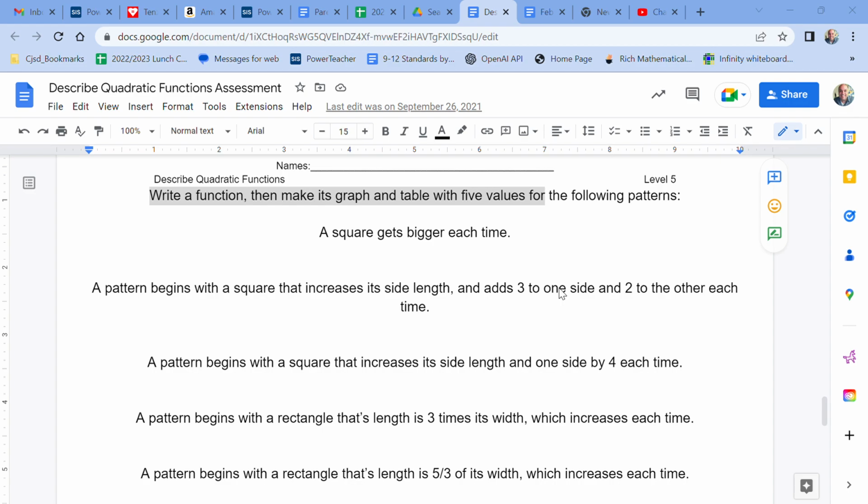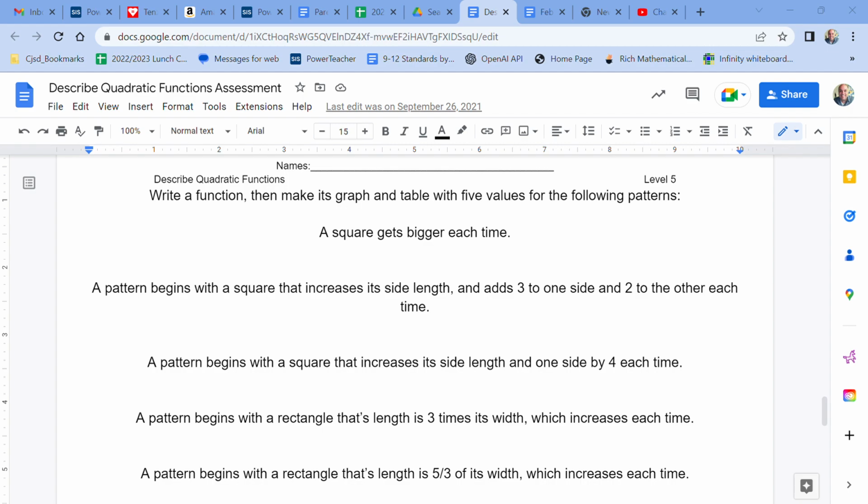So now it said to me, make its graph, right? So I'm going to draw a graph. So my graph looks like it goes through the origin, comes down here, and goes back up. So I'm going to make a sketch of that.